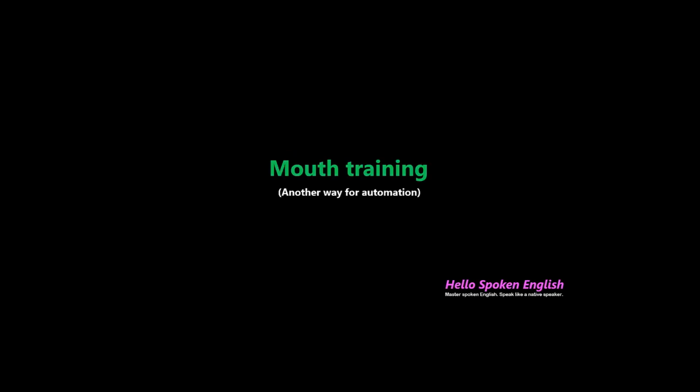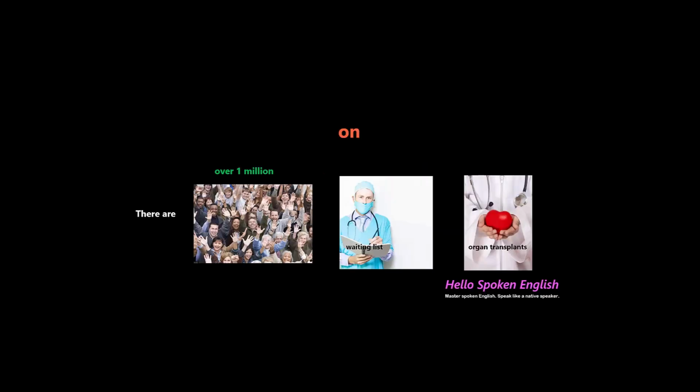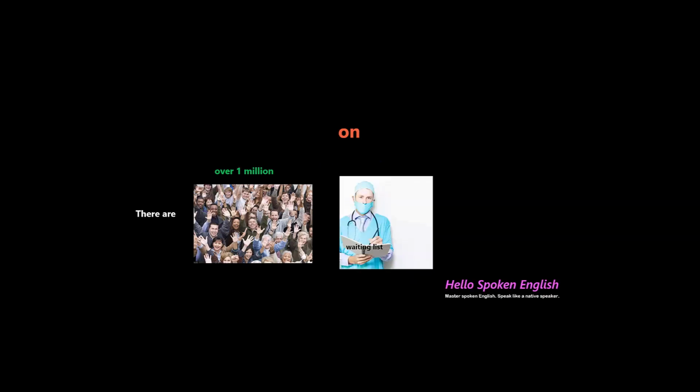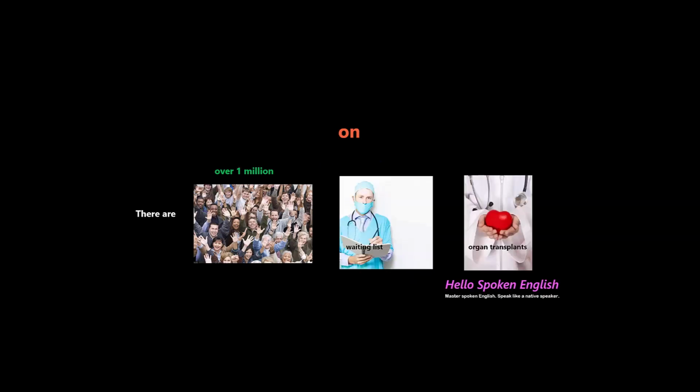Mouth training. Today, we selected the last expression. There are over 1 million people on the waiting list for organ transplants. I will show you the animation in different duration times. Your goal is to speak it in 4 seconds right after watching it. First, the slow version. Please say it.